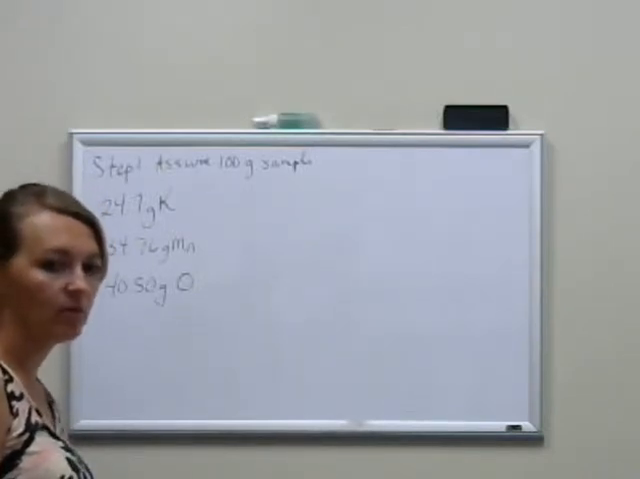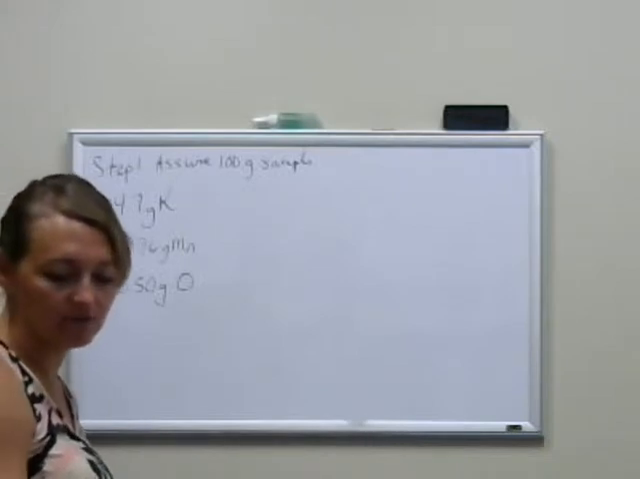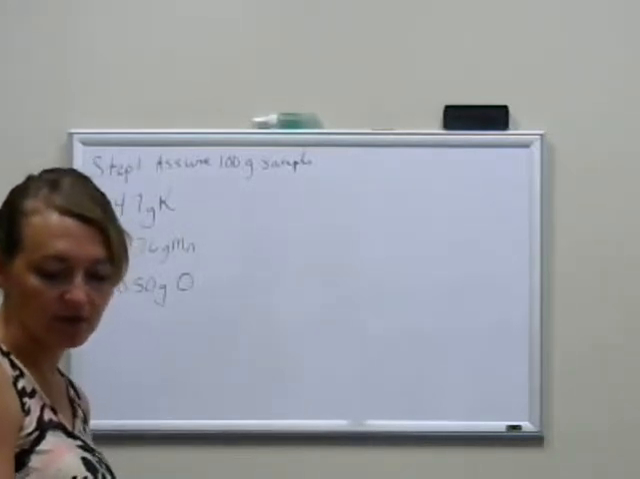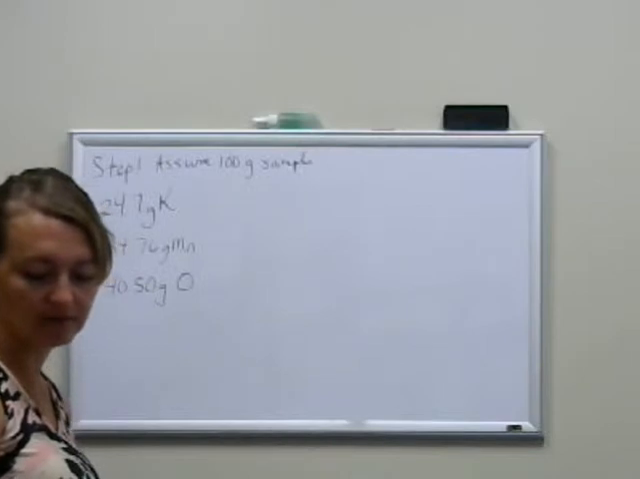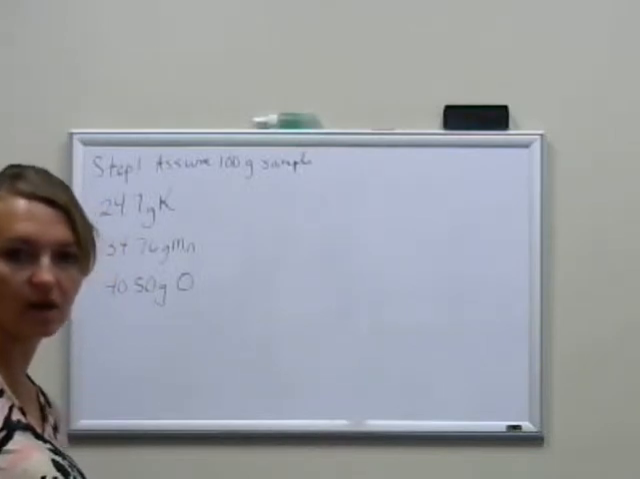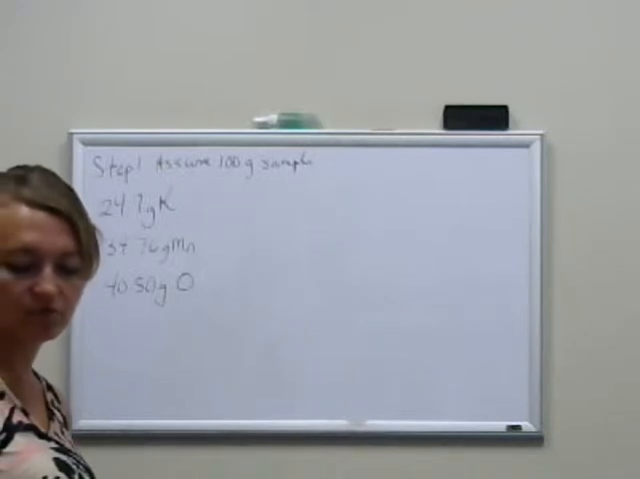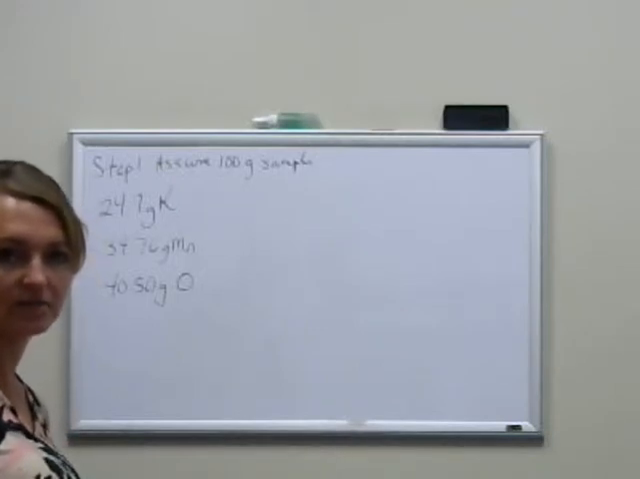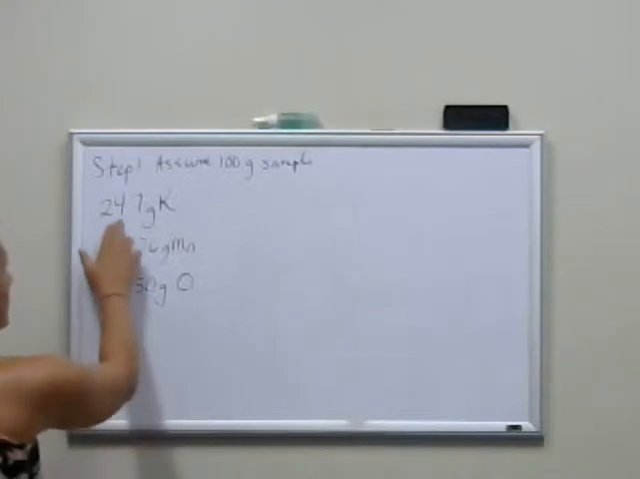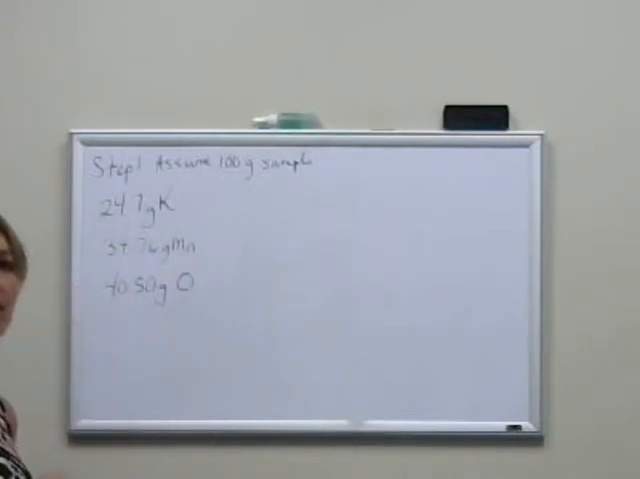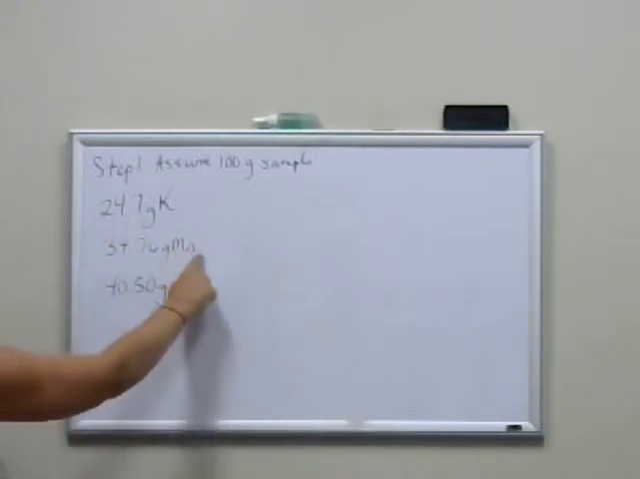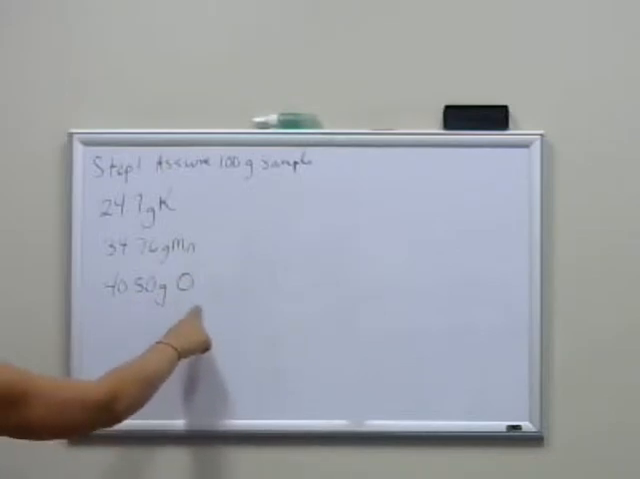If you go back to the problem that we were going to work, we had 24.7% potassium, 34.76% manganese, and 40.50% oxygen. If you have 100 grams and you have 24.7% potassium, it's easy to see that that would just be 24.7 grams of potassium. I did the same thing for manganese and for oxygen.